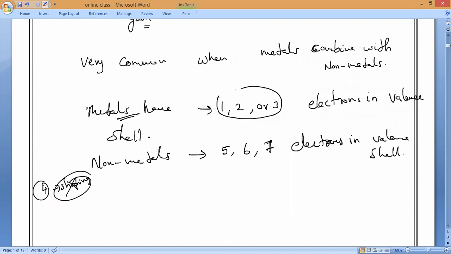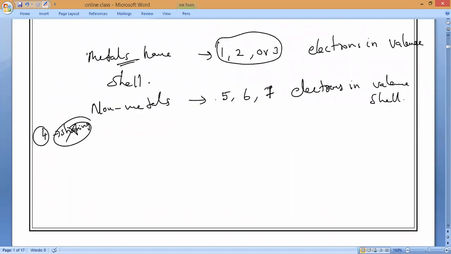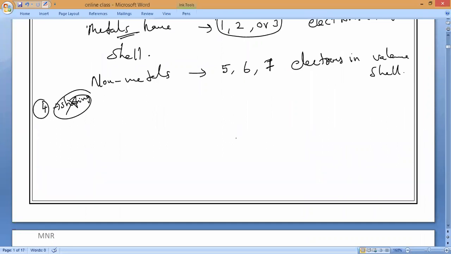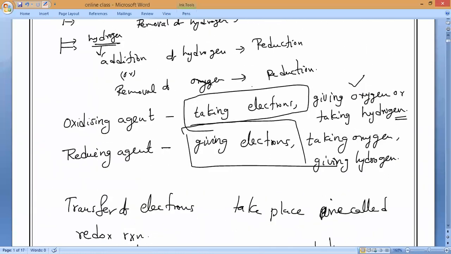the electrons or they will gain the electrons. They will lose the electrons. So you tell me, if they lose the electrons, what are they? Are they a reducing agent, or do they themselves get oxidized?